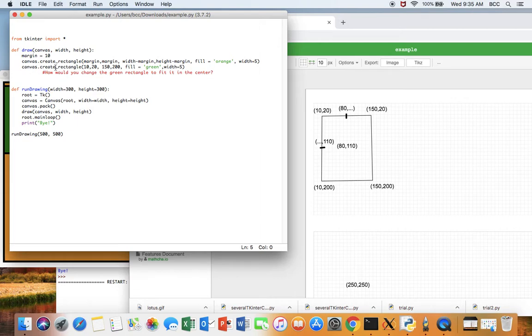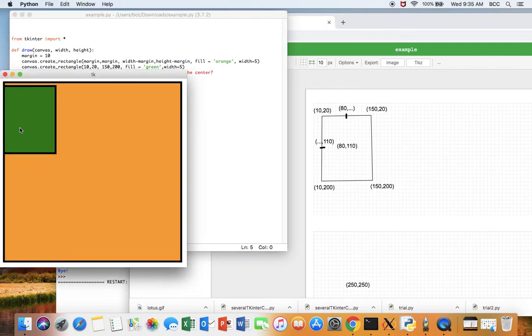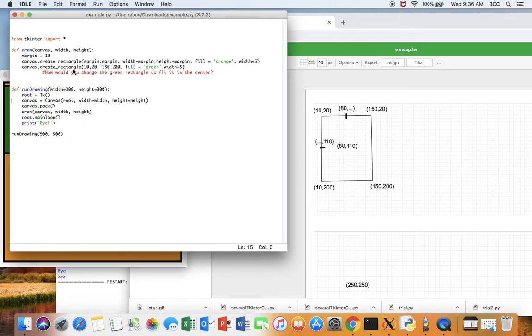Problem. We wanted to create this green rectangle to fit it in the center. Where was the green rectangle? It's over here. So you want it right in the center. I'm going to go over this example in great detail so that you know how to manipulate your graphs when you start your canvases, when you start drawing and placing things.